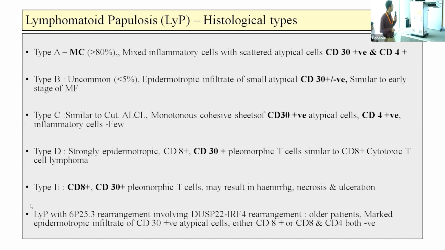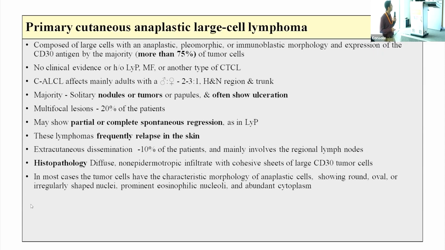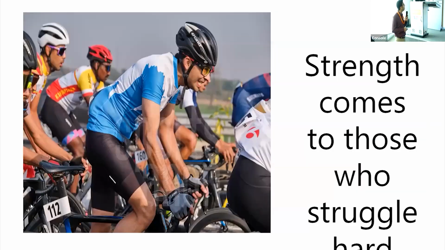These are the 6 types. Type E shows a very high grade kind of presentation and may be associated with necrosis and ulceration. Type D is strongly epidermotropic. Type C shows CD30 positive atypical cells, CD4 positive, with few inflammatory cells in the background. They are similar to cutaneous ALCL. Probably this will be merging with cutaneous ALCL.